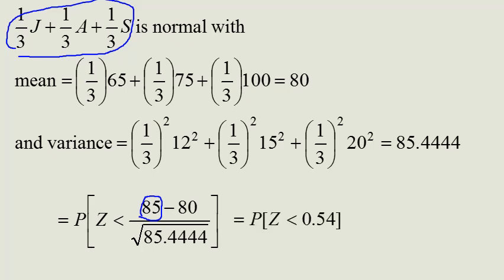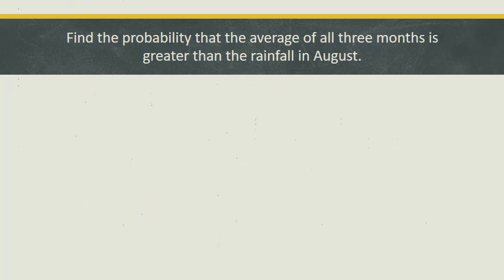Okay, so Z is less than 0.54, which is an area of 0.7054. So this is the probability that the average rainfall is less than 85. Okay, now we want the probability that the average rainfall of all 3 months is greater than the rainfall of August. So I'm really asking for this.